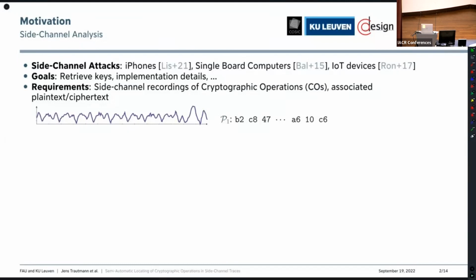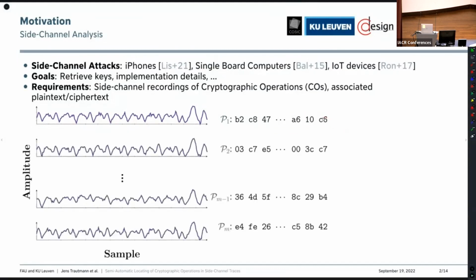There are several side channel attacks that work on real-world devices, for example, on iPhones, single-board computers, and IoT devices. The goal of all of those attacks is to retrieve keys or implementation details, and the requirement is always that we have some recording of a side channel. Here we have a recording of an AES, and we also want to have an associated plaintext or ciphertext.